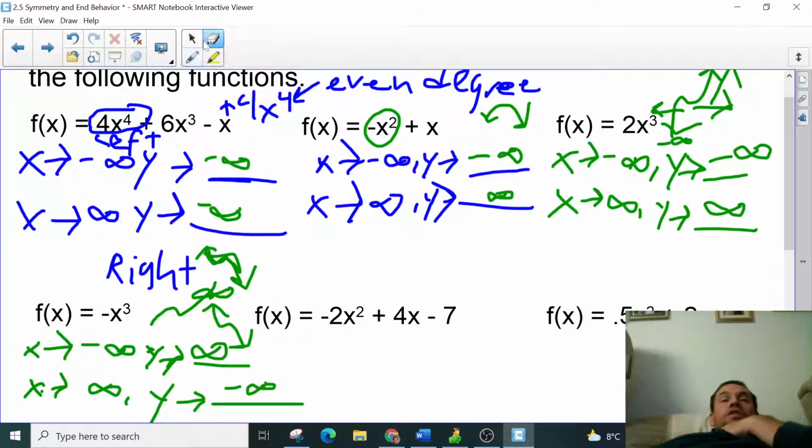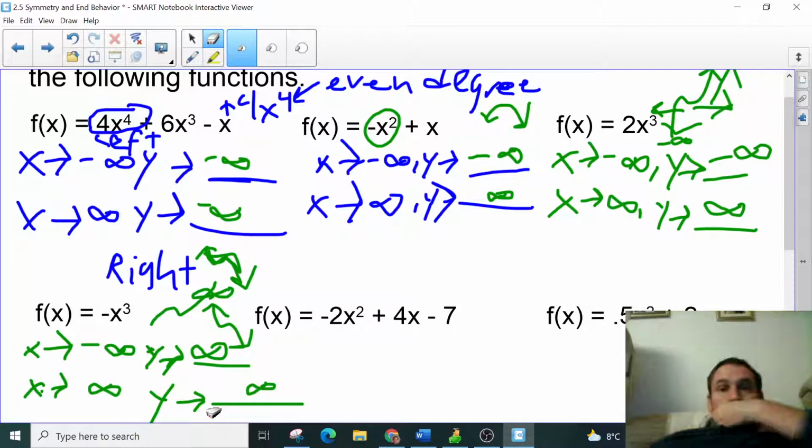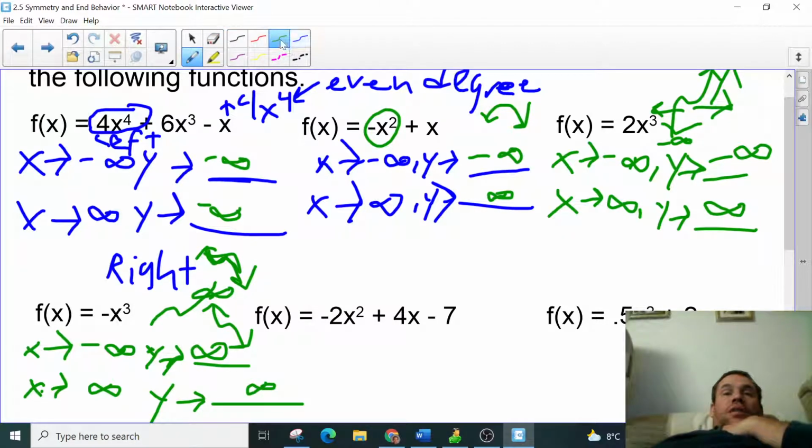I think it could just be regular, actually. Bam. Okay, so as x goes to the left, negative infinity, y goes to positive infinity. As x goes to the right, positive infinity, y goes to negative infinity.